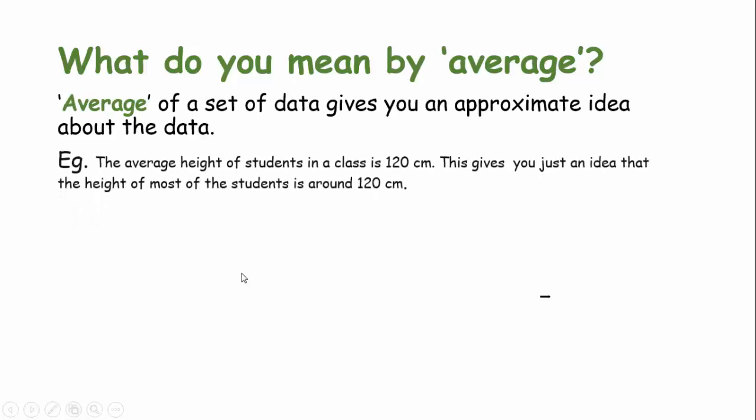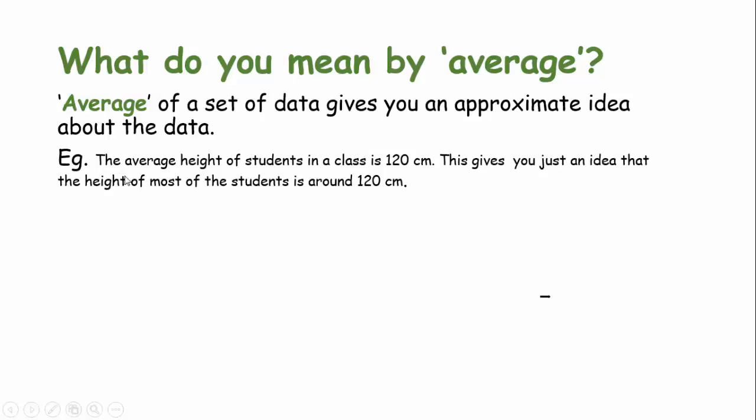For example, if one says the average height of students in a class is 120 centimeters, it simply means that the height of many students, or most of the students in the class, is around 120 centimeters. Now please make note of these two words, most of the students and around.